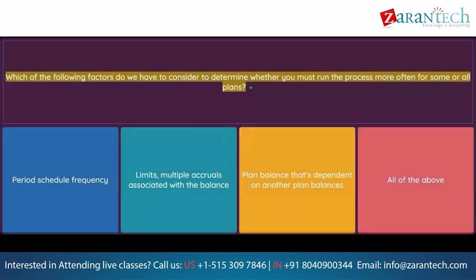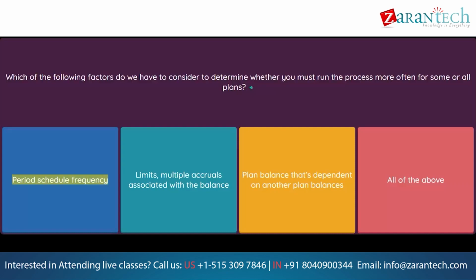Question: which of the following factors do we have to consider to determine whether you must run the process more often for some or all plans? Option 1 period schedule frequency. Option 2 limits, multiple accruals associated with the balance. Option 3 plan balance that's dependent on another plan balances. Option 4 all of the above.